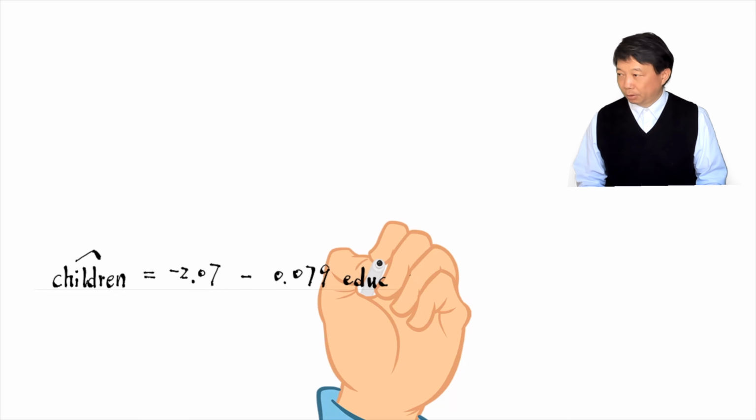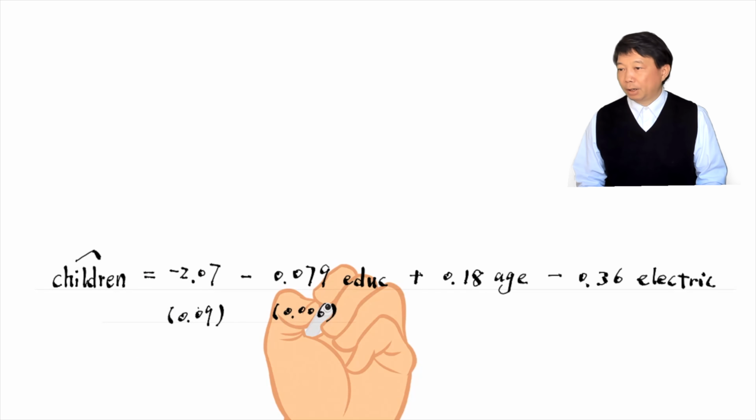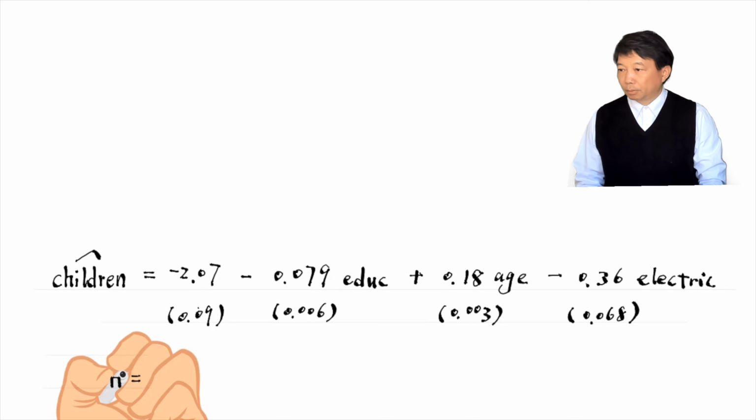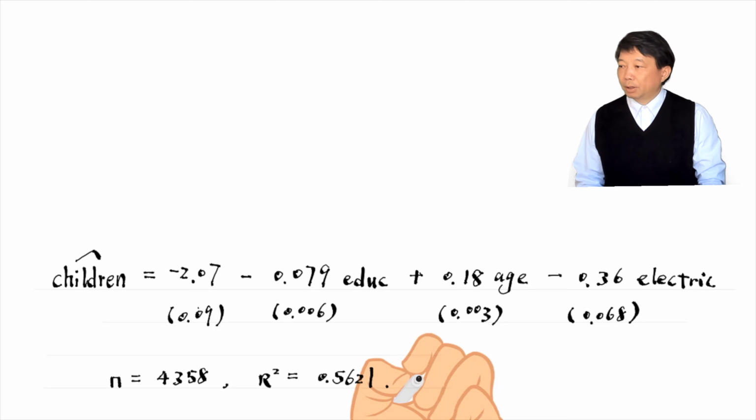Let us interpret the coefficient estimates. The estimate for education is minus 0.079. If we take this estimate literally, it says that each additional year of schooling reduces the estimated number of children by 0.079. It is obviously impossible for any particular woman. To make sense of the estimate, we should interpret it as an average.